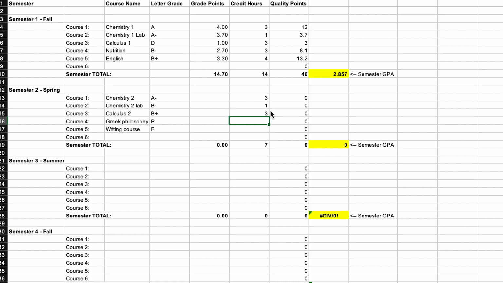And then here's where we dive into the pass-fail situation. Remember, if you took a course on a pass-fail graded basis instead of getting a letter grade, that counts as 0 credit hours. It does not affect your GPA, so we'll put 0 here. And as part of that, you get 0 grade points. So that's how it leads to zero quality points, which is going to make it so there is no effect on your GPA from taking a pass-fail course.